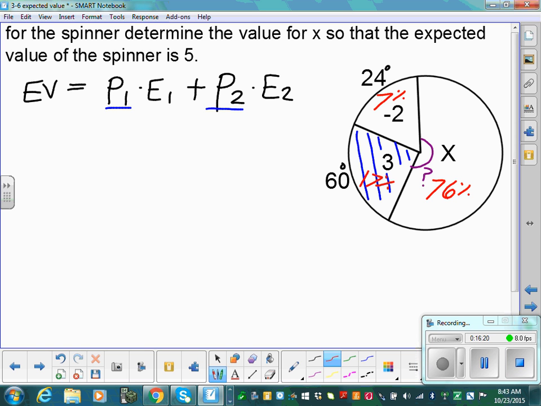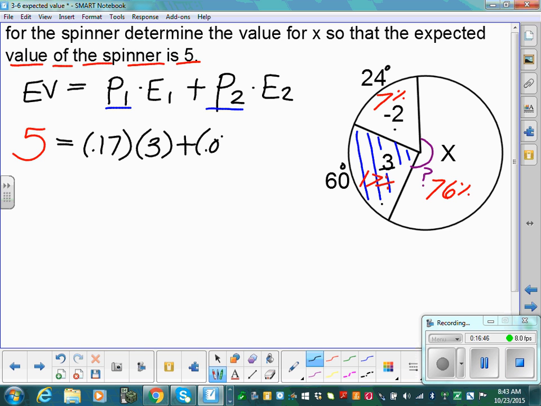So now let's plug it in. The expected value of the spinner is 5, so we're given that this is 5. Does everybody understand that? So 5 is equal to 0.17, the probability, times event 1, what you would win, which is 3, plus the probability of event 2, 0.07 or 7%, times -2, and then plus the probability of event 3, 0.76, times x, what we would expect to win if we landed here, which is x.